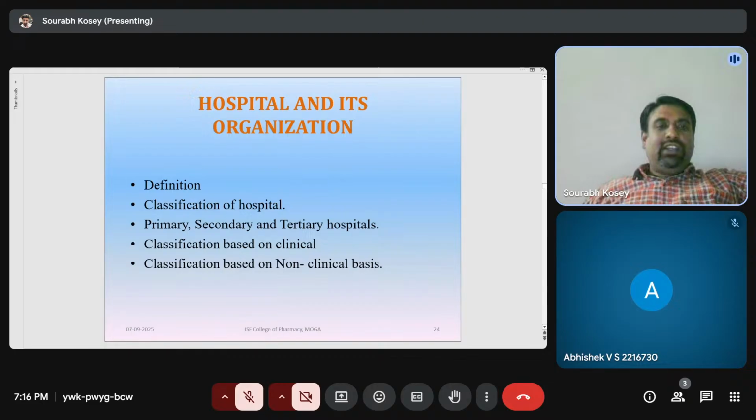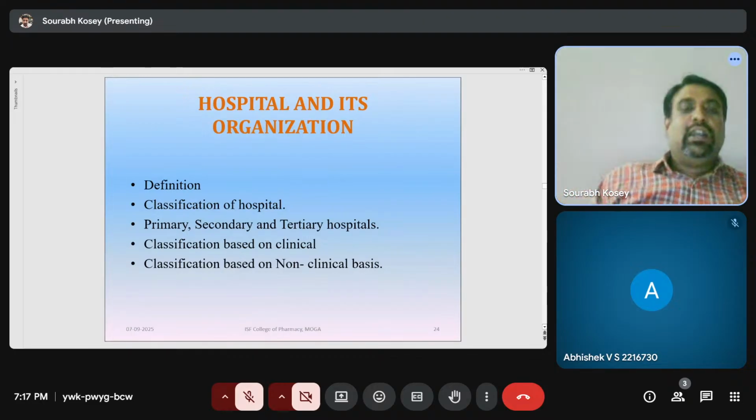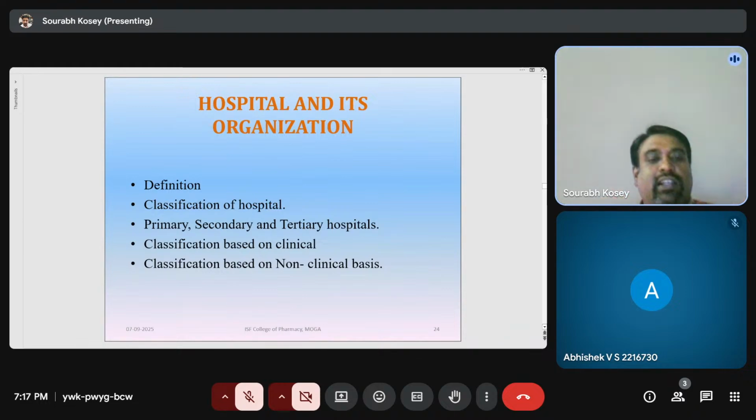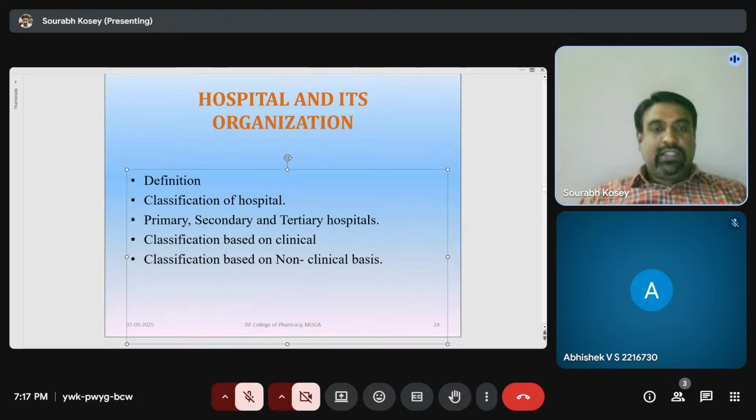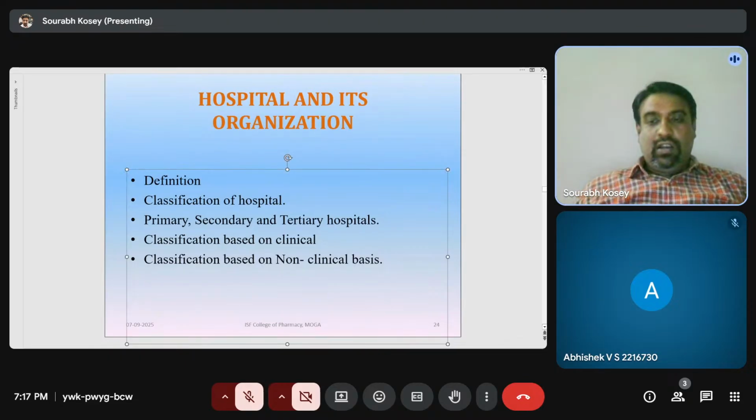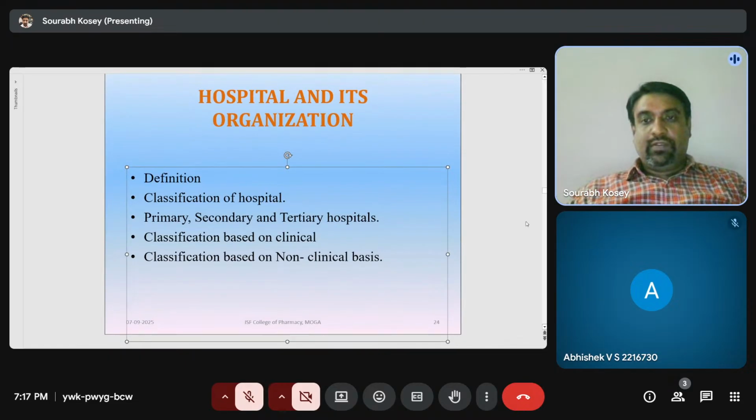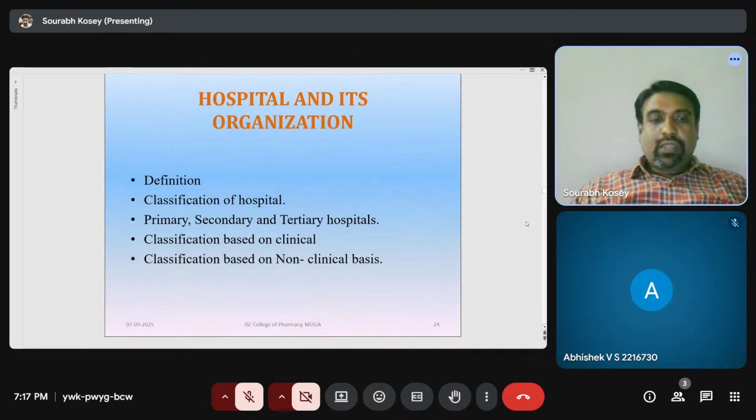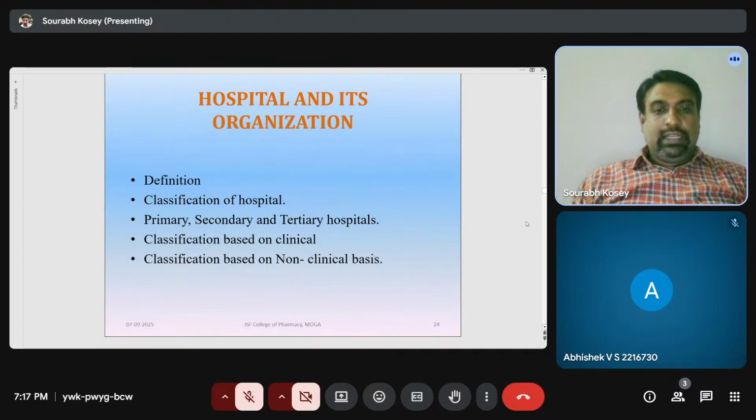And we will see the definition and classification of hospitals: primary, secondary, tertiary hospitals, classification on a clinical basis, and classification on a non-clinical basis. This is how we will be looking at it. Based on the non-clinical and clinical basis, we see what the particular aspects of the hospital are.